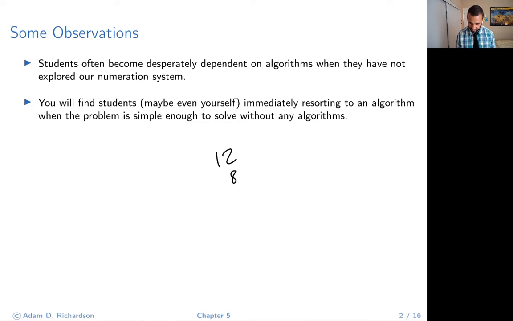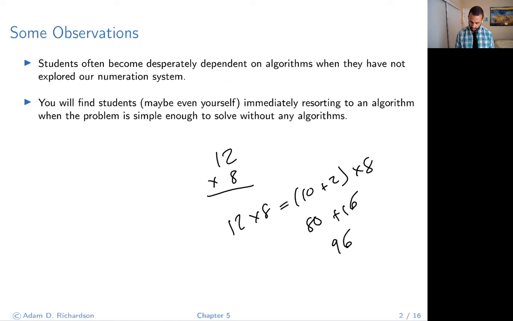So for example, if somebody gave me this problem, I wouldn't break out the algorithm. I would say, oh, okay, well, 12 times 8 is the same as 10 plus 2 times 8. So I've got 10 eights and then two more eights. That's 80. That's 80 plus 16, which is 96. There you go, 96. All right. So notice I didn't really need an algorithm, and I could have done that in my head. I was like, okay, 12 times 8, that's 10 times 8, which is 80, plus 2 times 8, which is 16. So that's 96 total.